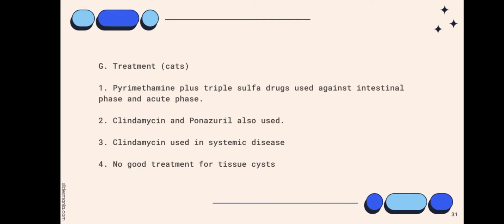Treatment, only in cats: pyrimethamine plus triple sulfa drugs are used against the intestinal phase and acute phase. Also, clindamycin and ponazuril are used. Clindamycin is used in systemic disease. There is no good treatment for tissue cysts.